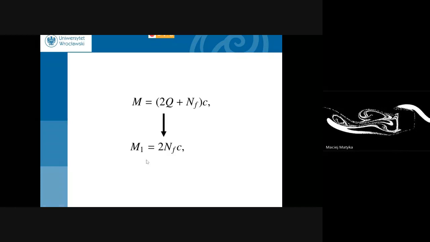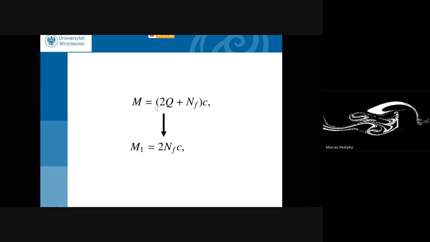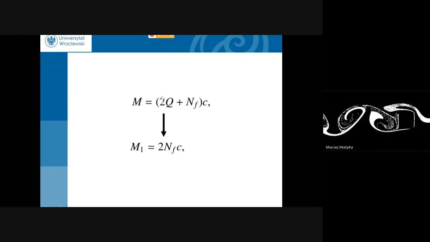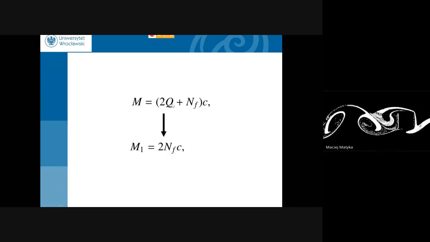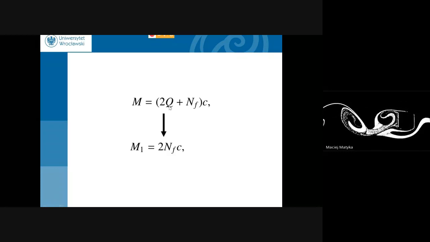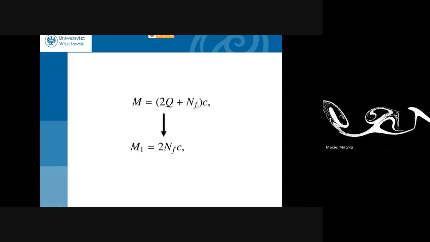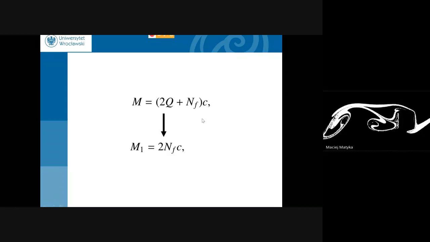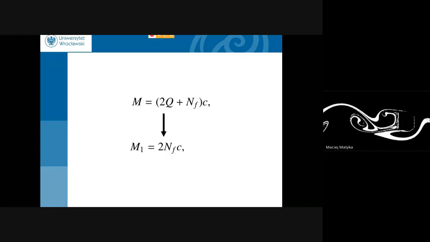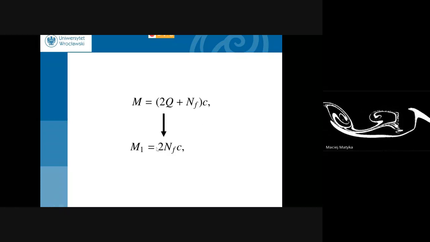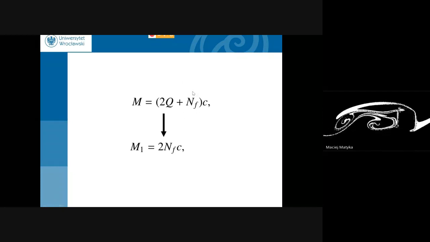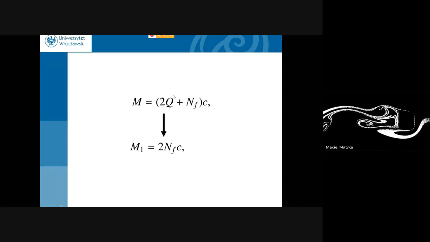So above we have the estimation of the memory needed to store one single node in standard lattice Boltzmann. So you have 2 times Q, which is the number of velocity directions, plus the number of the fluid fields, times the number of bits needed for one floating-point number. And below you have it for the LBM set to tau equal to 1, so you basically get rid of this NF. You get rid of this Q.